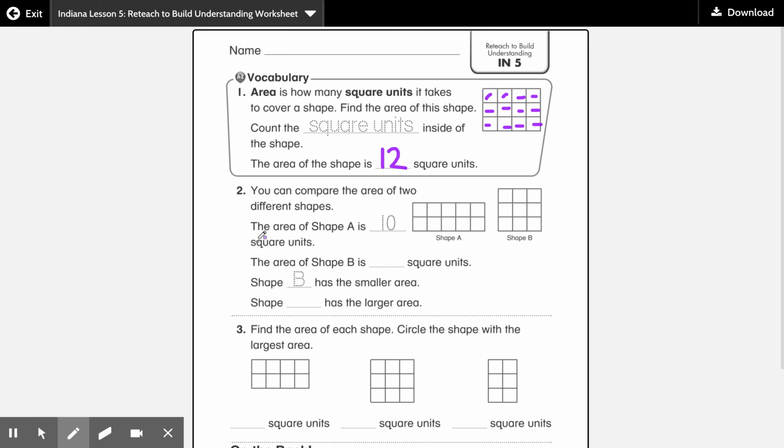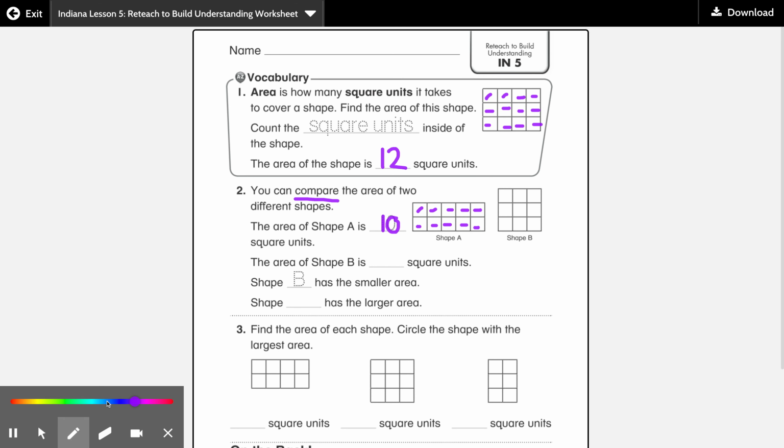We can compare. This is a word we know. Comparing is telling how things are different. The area of two different shapes. The area of shape A is, we're going to go ahead and count just to make sure they're right. 1, 2, 3, 4, 5, 6, 7, 8, 9, 10. They were right. The area of shape A is 10 square units.